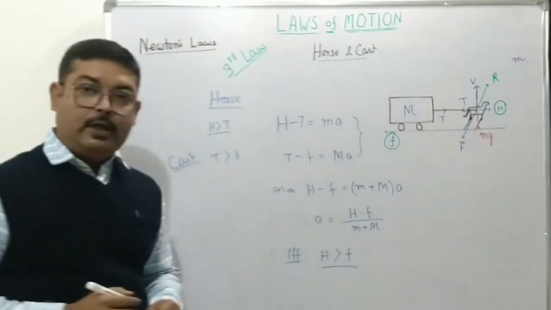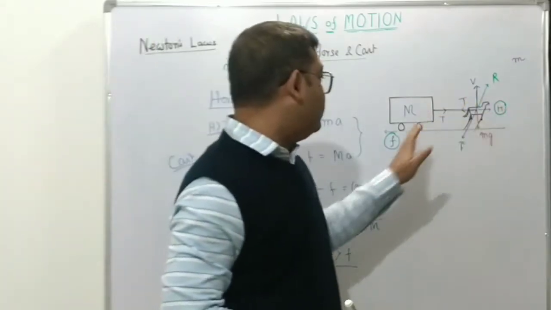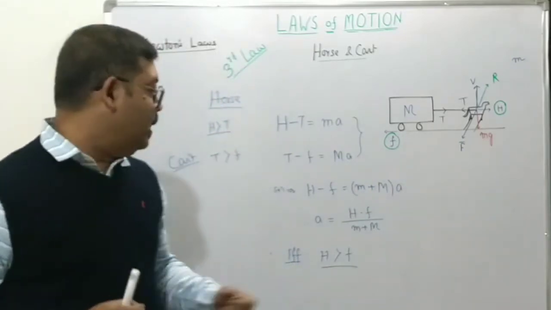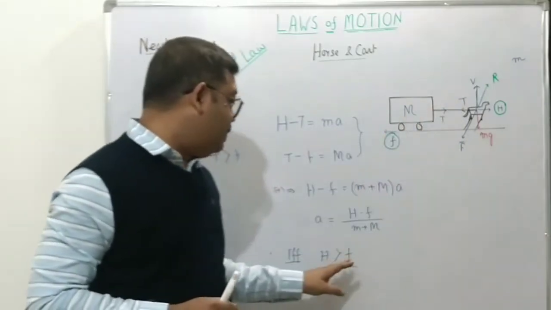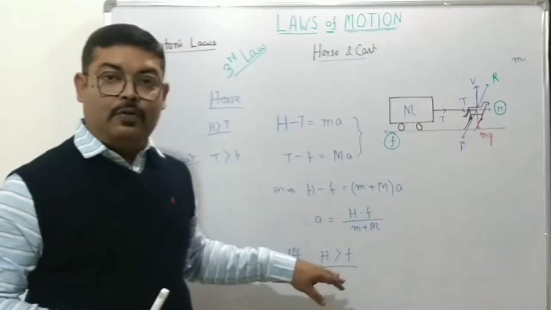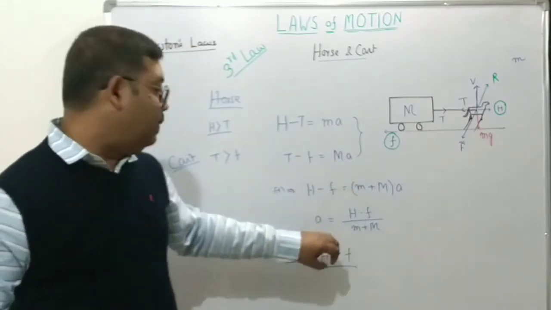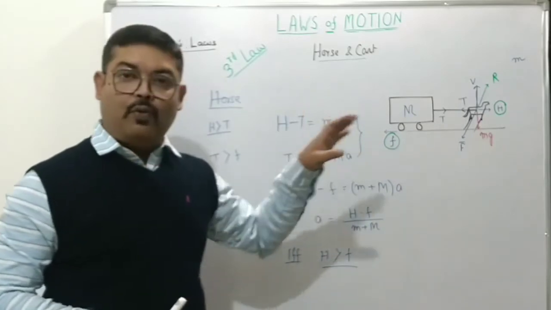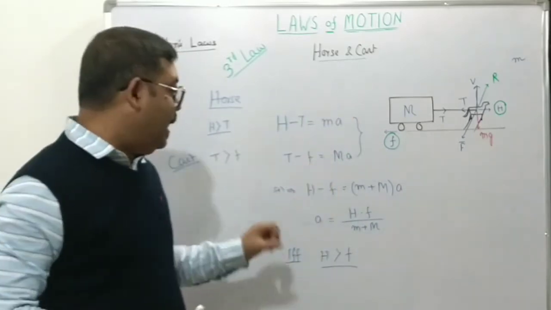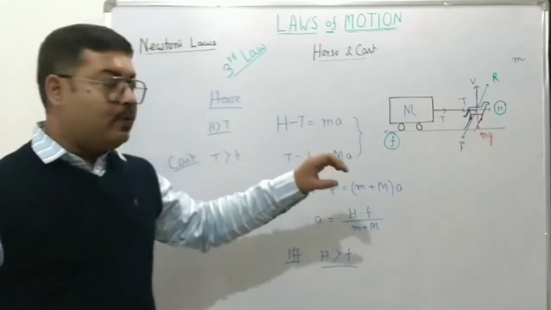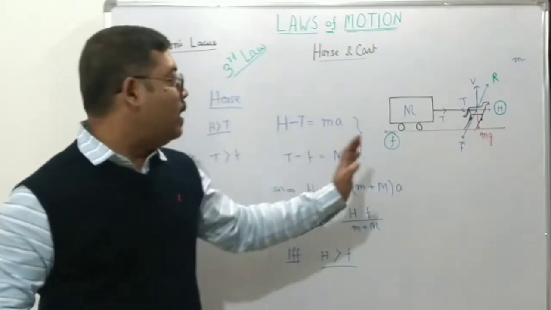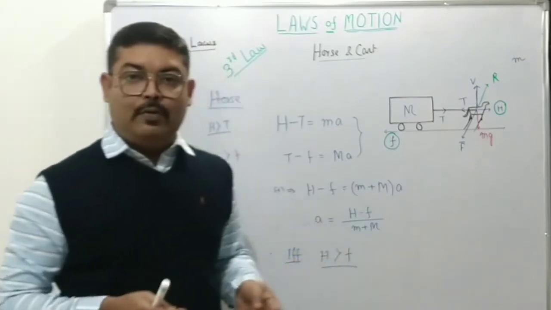If H, the horizontal component of this force, is not greater than the frictional force, then, because friction is a self-adjusting force, please remember this, friction will adjust itself to H so that the object doesn't move forward or backward. It will remain the same. As H keeps on increasing, friction will also keep on increasing. There will be a point where H becomes greater than F, then only the cart will start moving, otherwise it will not.